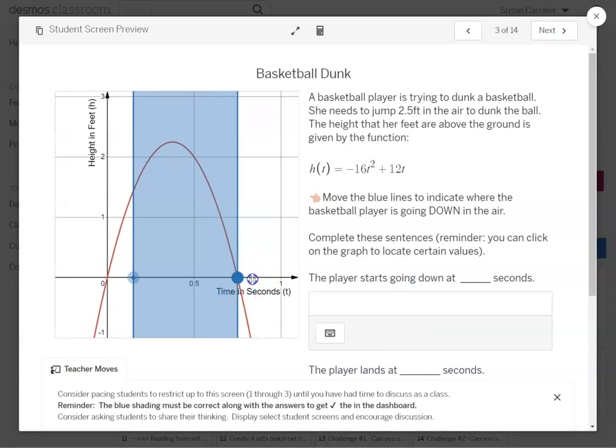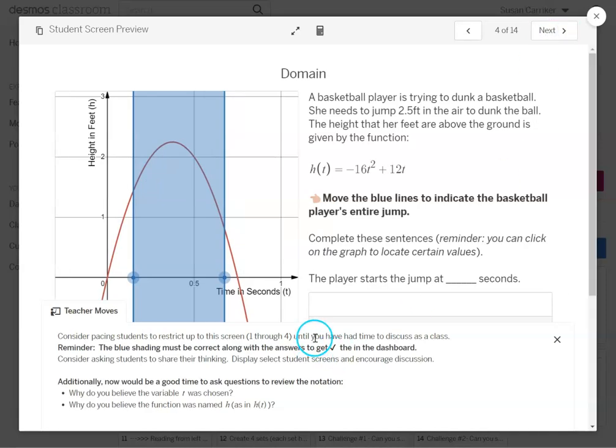So on screen 3, we want to know when the height in feet is decreasing. They do have to get that shading in the correct spot and have the right answers to get that check mark in the dashboard. So just call attention to that in case they didn't get their check mark and they're like, why didn't it work? I know this is right. Some of them ignore the graph and just go straight to the text. And some of them ignore the text and go straight to the graph. So you've got to make sure they do both parts. And in this one, they want to know the domain of the entire jump. So that would be from here to here.